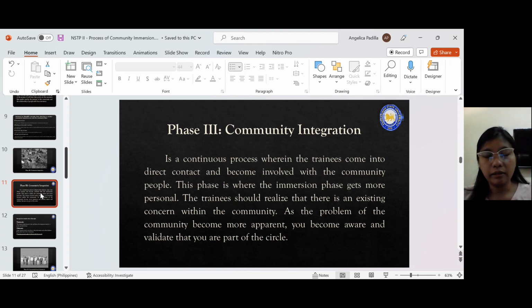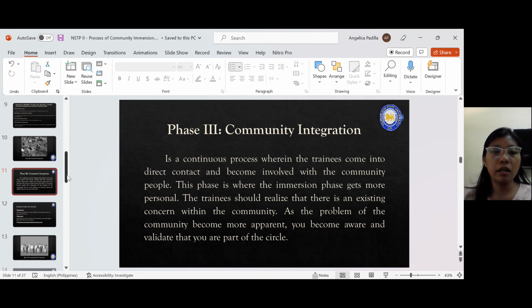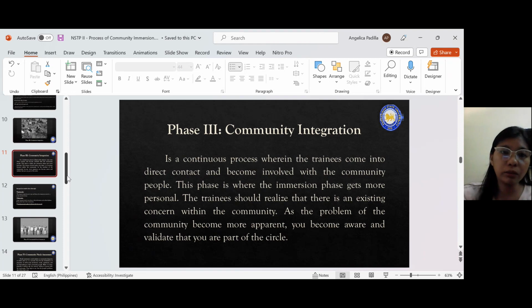Nakaka-relate ka na, you're getting similar with them kasi nandun ka na nga, integrate mo na yung sarili mo after mong mag-immerse, after mong kilalanin at i-identify kung ano yung pangangailangan nila. Ito na tayo, phase 3, nandoon ka na mismo. You are becoming more aware and that you validate that you are part of the circle.